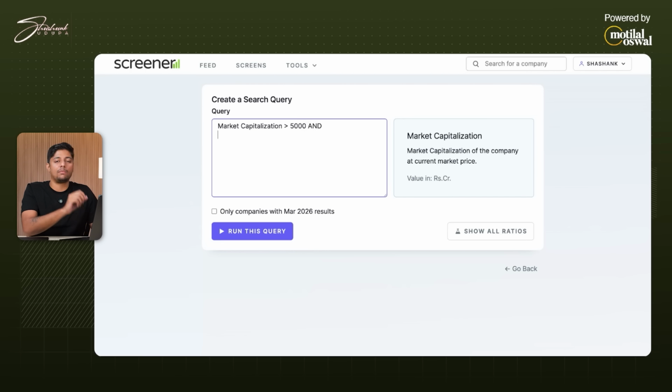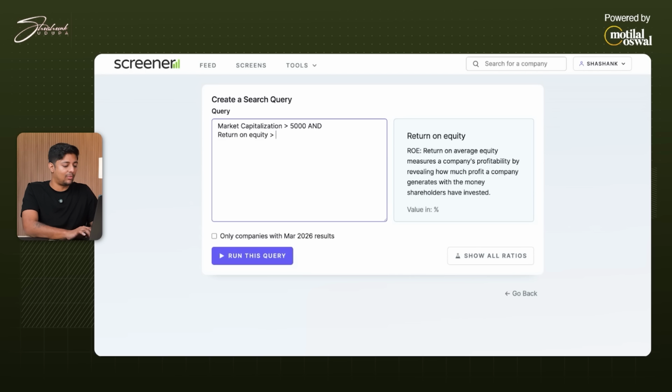Second, I don't compromise on the returns of the company. So returns have to be great. So first what I'm going to do is return on equity. I want 15% and above. Anything less than 12%, I don't even want to look at it. Okay, this is a very given for me.